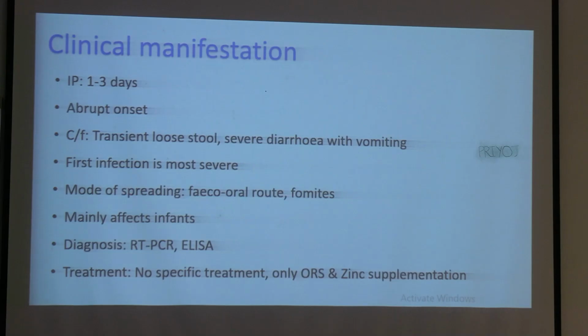What is the mode of spreading? One is fecal-oral route and another, which is asked very often, is by fomite. Okay. Usually it affects mainly infants, so less than 1 year of age. How is it diagnosed? That is RT-PCR or ELISA. All of you know that RT-PCR diagnosis or ELISA diagnosis takes time. During COVID, it was usually 36 hours till diagnosis. So by then the child may die. That's why the prevention part is that much important.